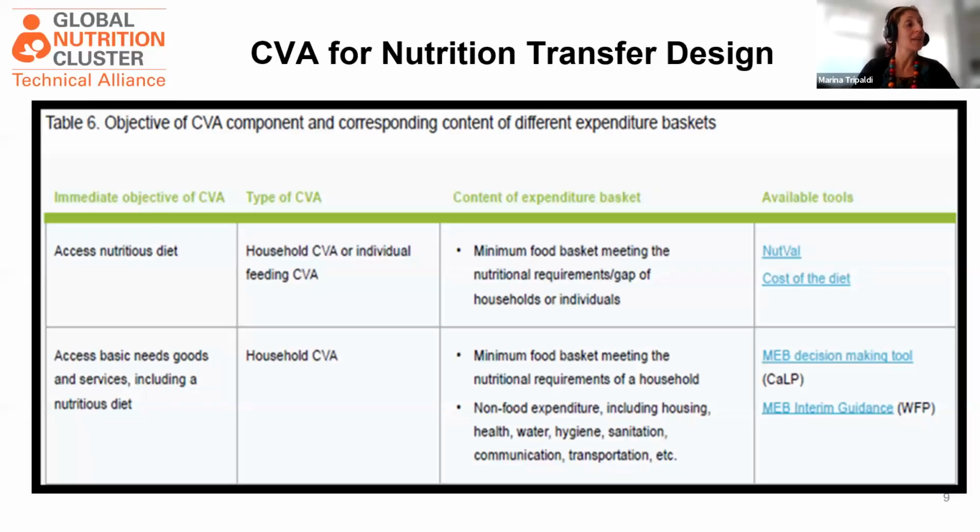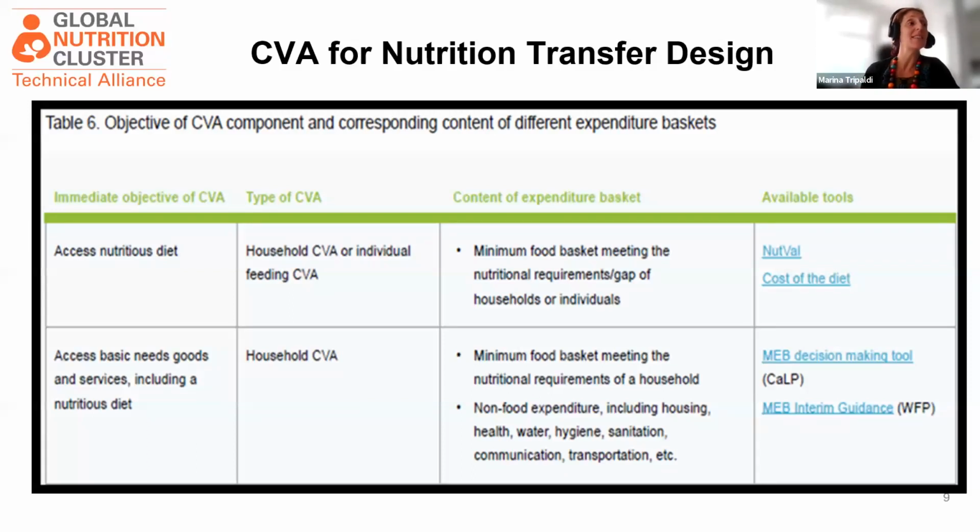So, as Diana announced, my name is Marina Tripaldi. I'm the other co-chair of the Cash and Voucher Working Group that sits under the Global Nutrition Cluster. And I would like to remind you today that the work of the group on this thematic area is really based on a key document that is used as a reference for us on the different steps of how to use CVA for nutrition outcome.